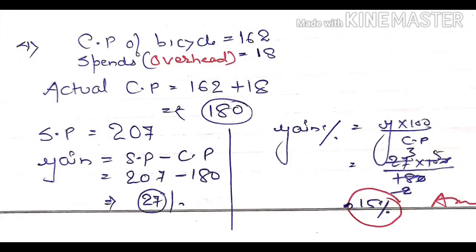Check, cost price 162, spends means overhead 18 rupees, actual cost price means original cost price 162 plus 18, 180 rupees total, then he is selling. What is the selling price? 207. So it is gain, selling price minus cost price, 207 minus 180, 27 rupees. Okay, then gain percentage, gain into 100 by cost price. Calculate, 15% is your required answer.